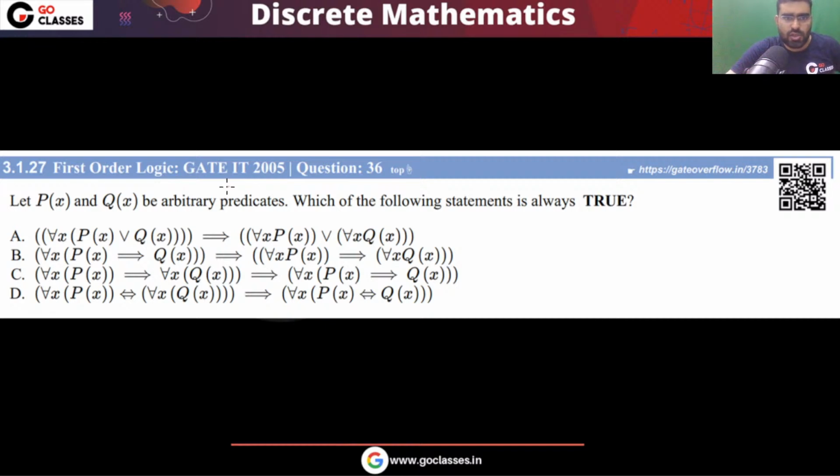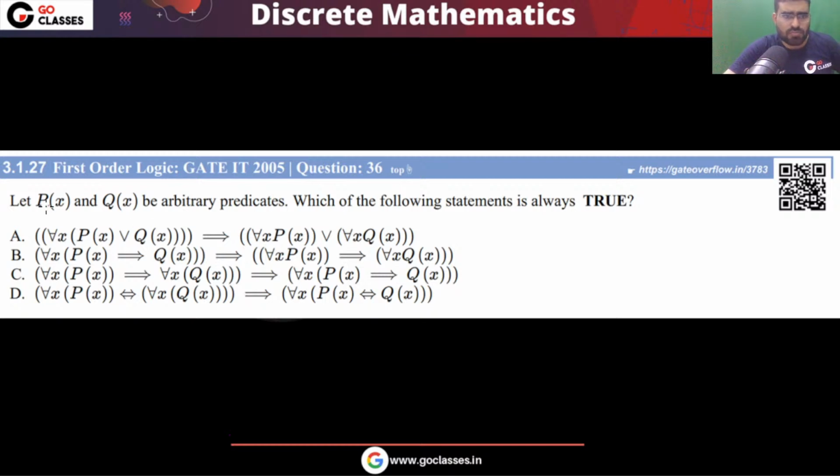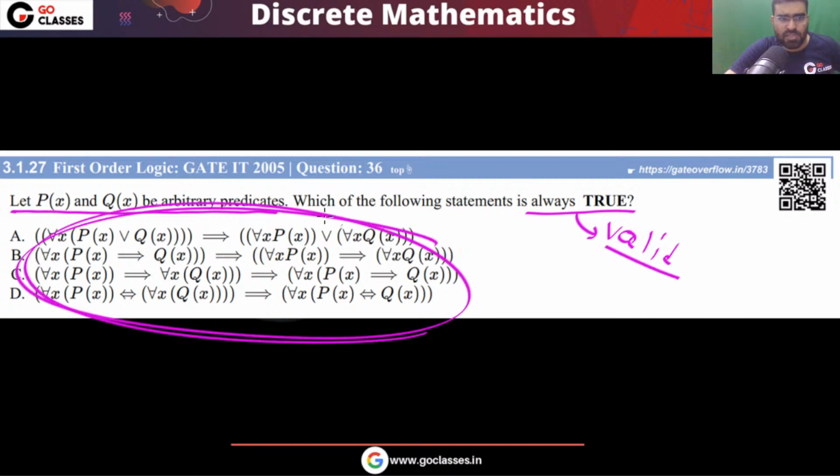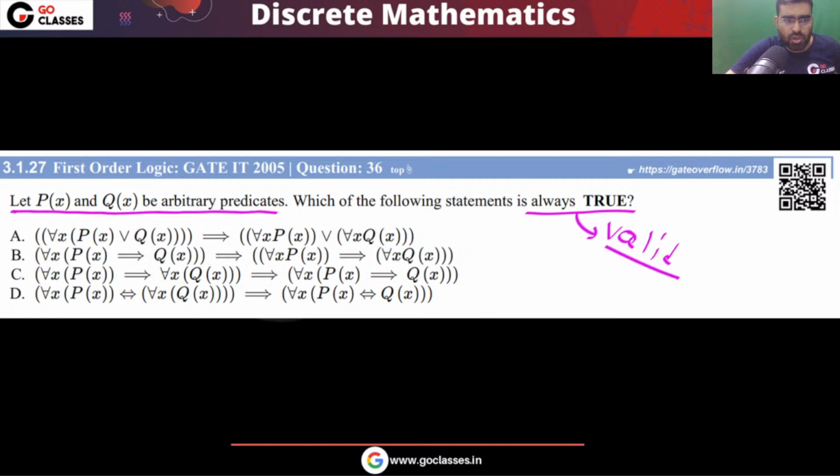So this is a GATE 2005 question from first order logic, and all these statements are implication statements, right? Agree? So we will look at all the statements one by one. The question is saying that P, Q are arbitrary predicates, random predicates. Which of the following statements is always true? It means the question is asking for valid. Some statements are given, and from these, which of them is valid? So let's see one by one.